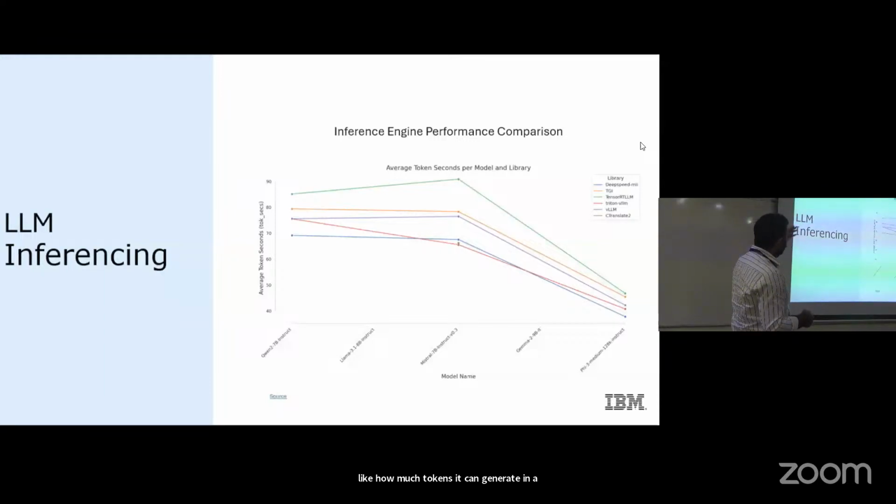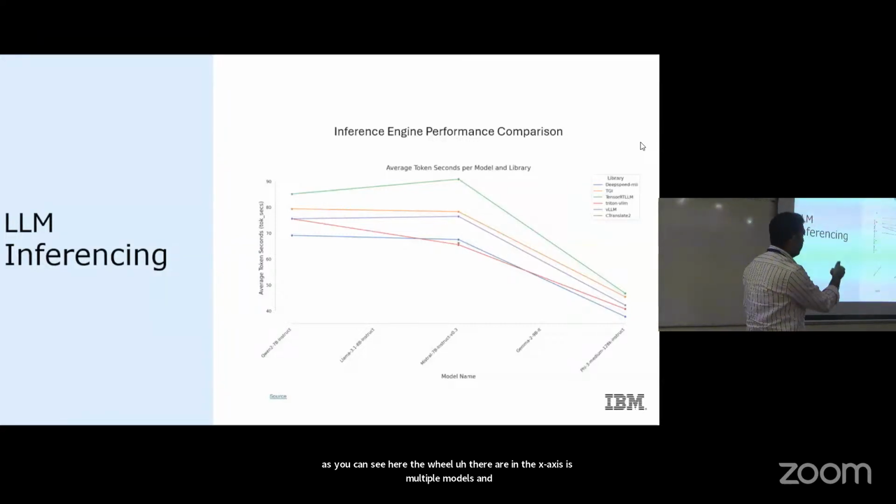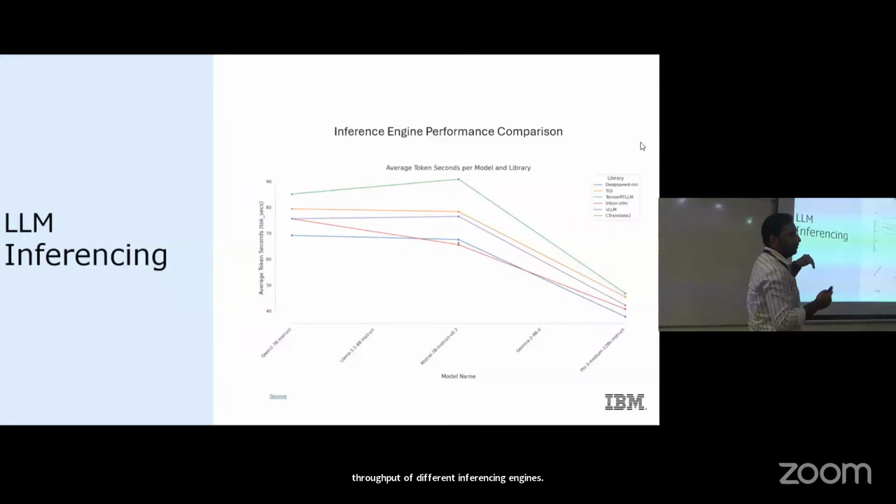As you can see here, the x-axis shows multiple models, and the y-axis is the token throughput of different inferencing engines. As the model size increases, the time to decode, the time to generate tokens, also increases. Here it shows that vLLM outperforms all other inference engines most of the time.